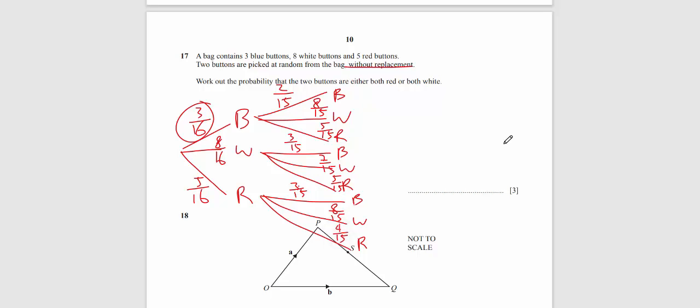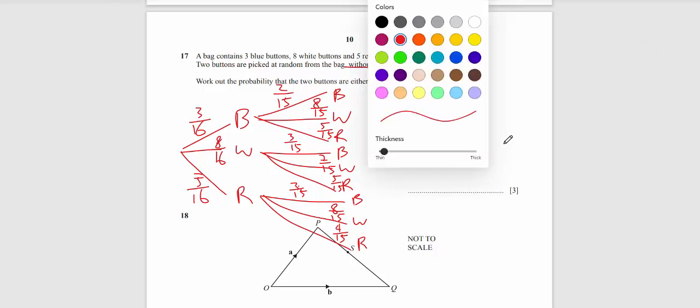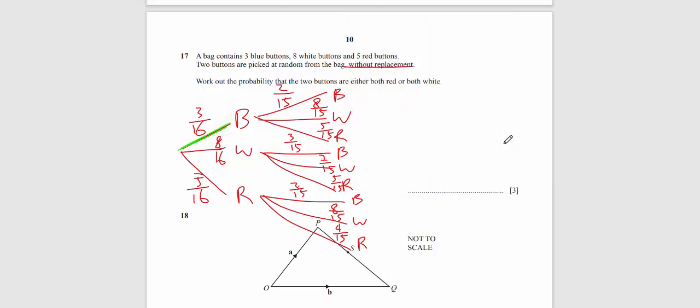And then they ask you, find the probability that the 2 buttons are both red or both white. So if they want both red, then you actually want both red and both white. Okay, so let me draw with this so you can see the chain. Both white will be this one. Okay, and both red will be this chain and this chain.